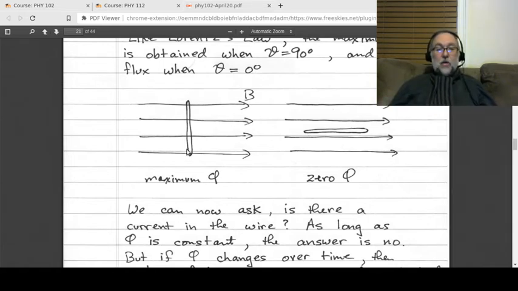At one point it's going to be at 90 degrees, then it's going to be at 0, then 90 again, and then 0. If you think about this loop rotating in there, going from 90 to 0, 90 to 0, in any one complete rotation it will go from 0 to 90 degrees or 90 to 0 four times. In other words, it'll go from this orientation to that orientation, then back to that, and then back again in one cycle.